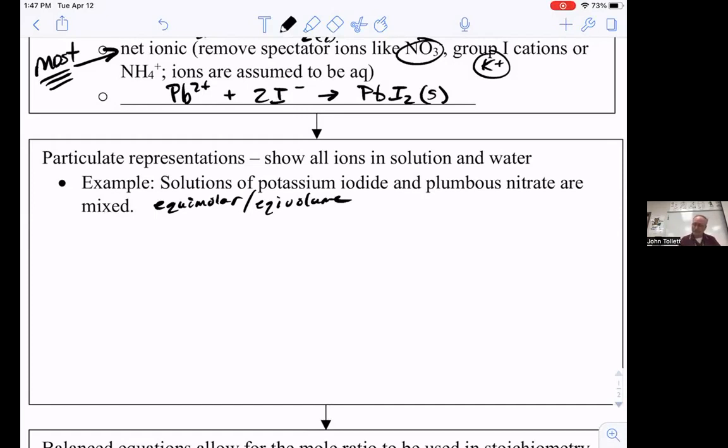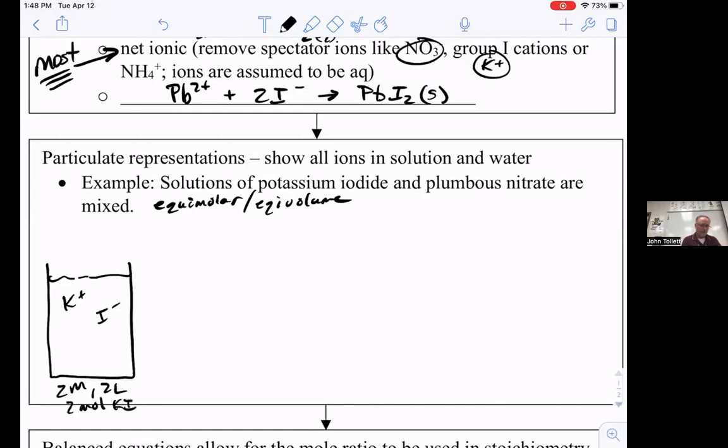So for instance, say they said, oh, hey, I've got one beaker with the potassium iodide in it. So I would have some potassium ions and some iodide ions, right? Well, let's just say that they said you had 2 molar and 2 liters of it, right? That would mean that you had 2 moles of the KI. And so you would probably need to draw whatever the appropriate number of those things are.